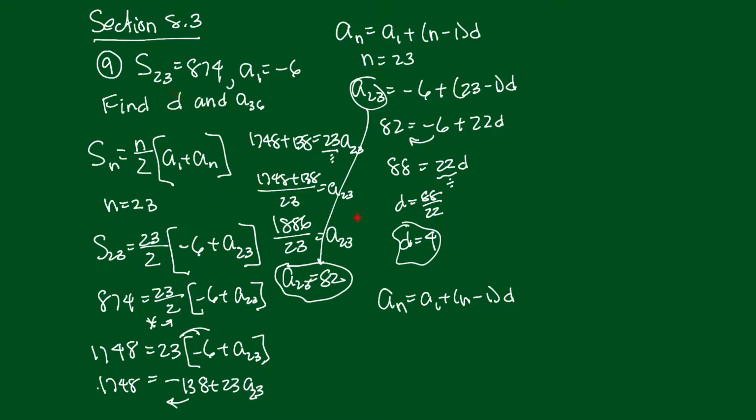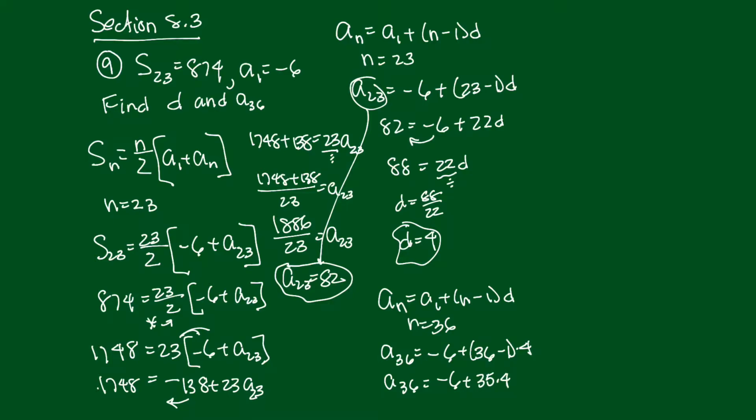We've got d, right? We just got d. But I also want a sub 36. So I'll use the a formula for that. With n equal to 36, we will get a sub 36 is equal to a1, negative 6, plus 36 minus 1 times d, but we just found that to be 4. So how about a sub 36 is negative 6 plus 35 times 4.